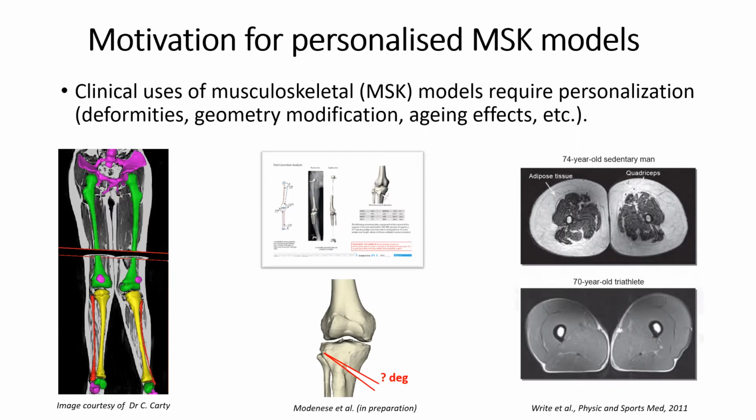The motivation for creating and using personalized models of the musculoskeletal system is clear in orthopedics and other clinical applications. If we want to provide a therapist with the possibility of studying the effect of a deformity, a surgeon with the tools for predicting the effect of a skeletal alteration, or investigate the effects of different aging on muscles, we do need musculoskeletal models including these personalized features.